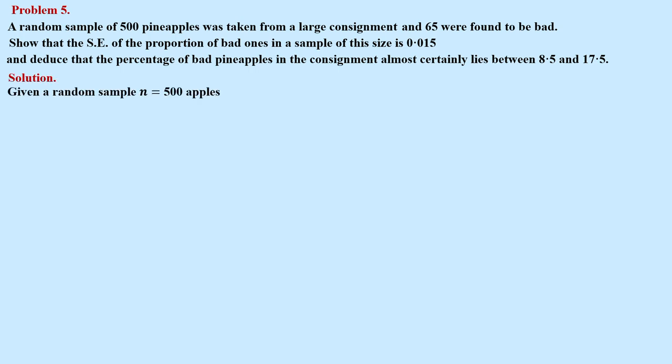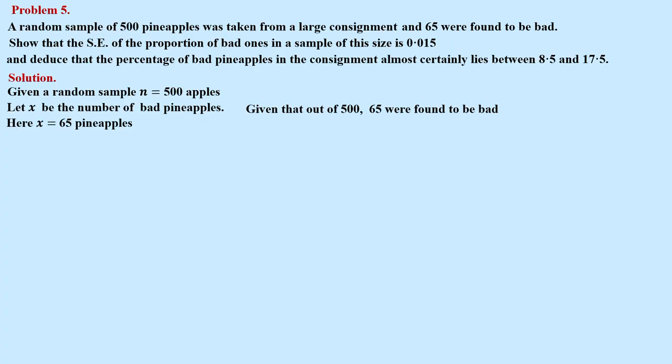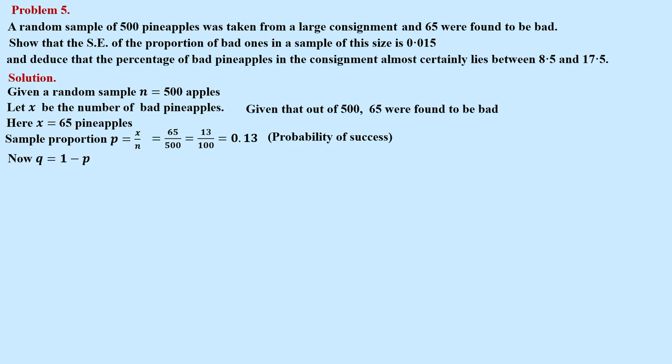Given the random sample n is equal to 500 pineapples. Let x be the number of bad pineapples. Out of 500 you are having 65 bad pineapples, so x is equal to 65. Therefore sample proportion p is equal to x by n, that is 65 by 500, that is equal to 0.13. The good ones are the alternate, the probability of failure. So q is equal to 1 minus p, that is 1 minus 0.13, that is equal to 0.87.